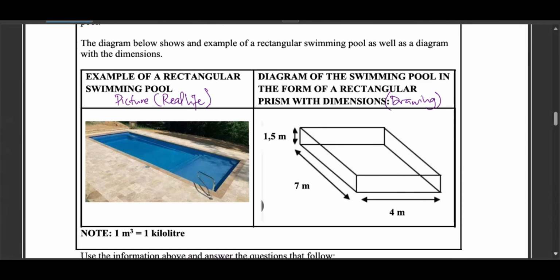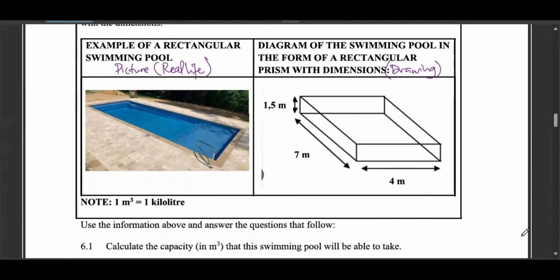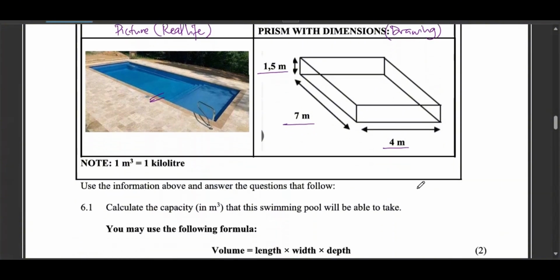First and foremost, don't just look at the picture. The picture is just to give you the sense, but it's the diagram that we're going to use for calculations. Make sure that all the units are the same, depending on what they have told you. So 6.1, calculate the capacity. Capacity is the same as volume. Calculate the capacity in meters cubed that this swimming pool will be able to take.